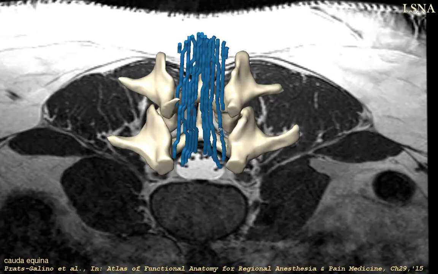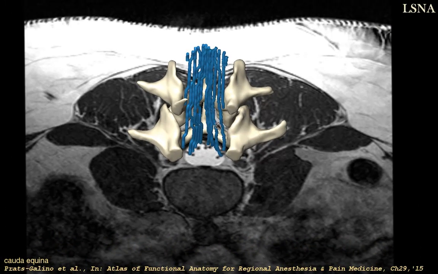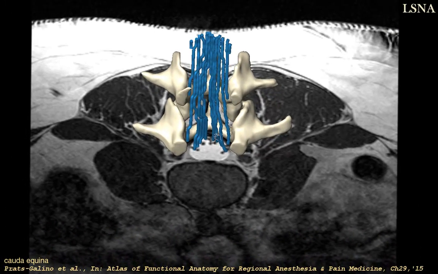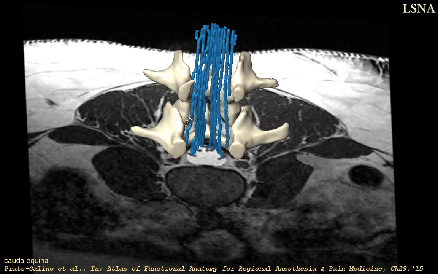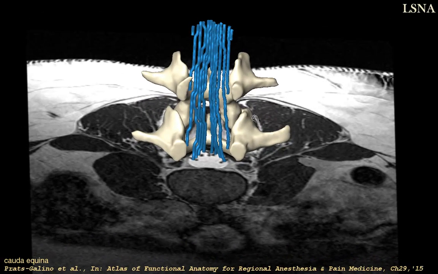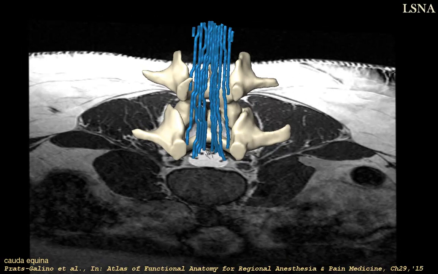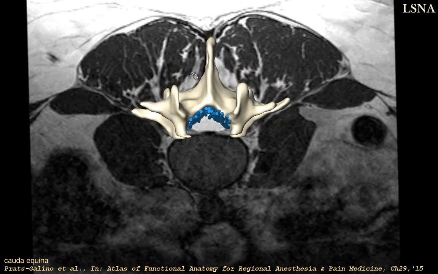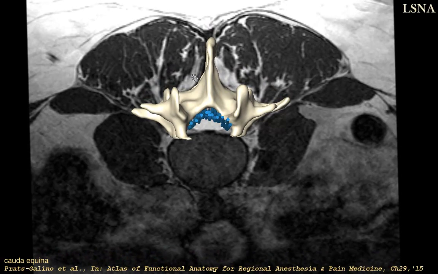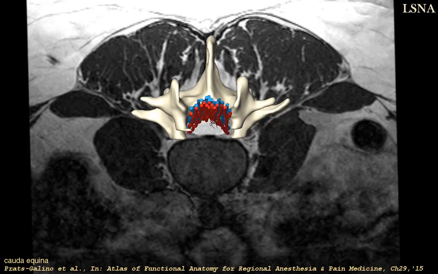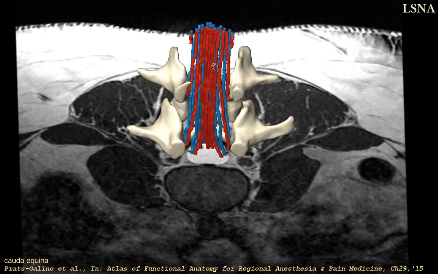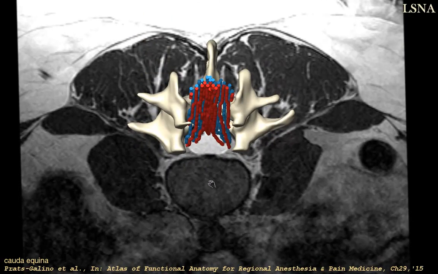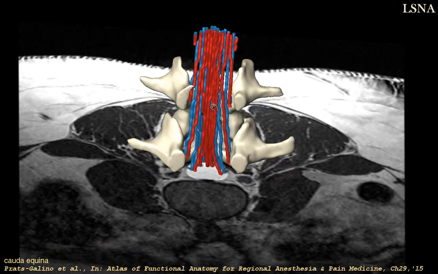We are interested in the analysis of the spatial disposition of the roots to determine their topographic organization. To achieve this, we have reconstructed the trajectory of the sensory roots, which tend to occupy the most peripheral regions of the dural sac, and also the motor roots that in general have a more central position.